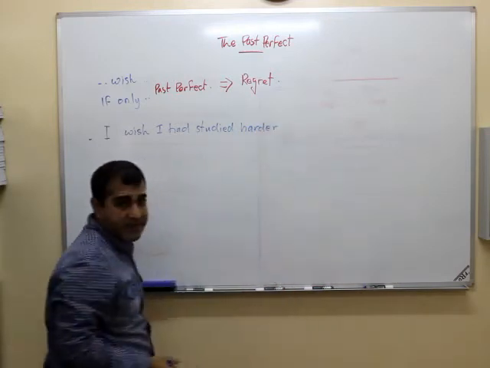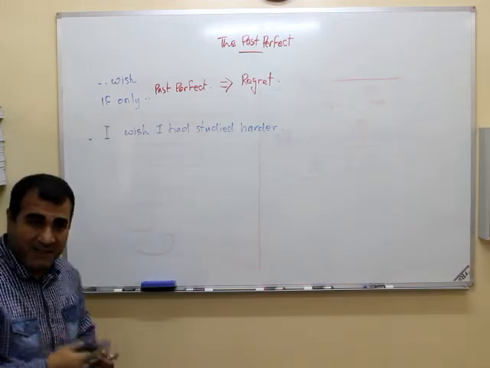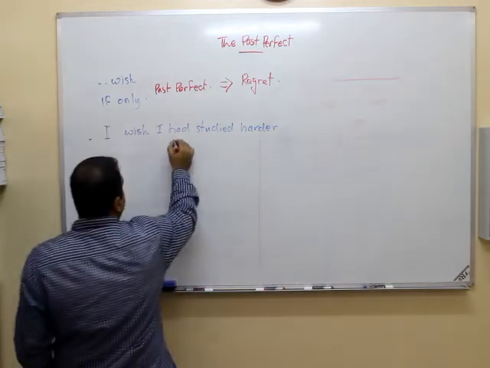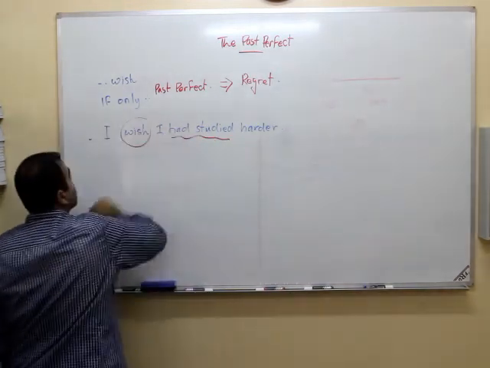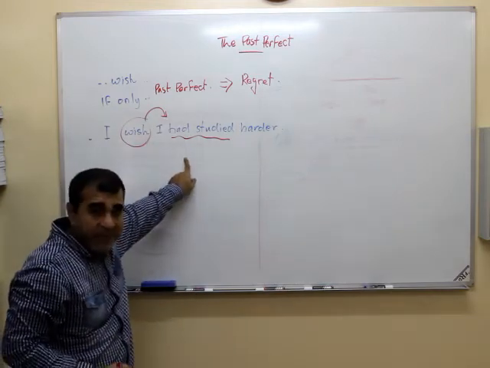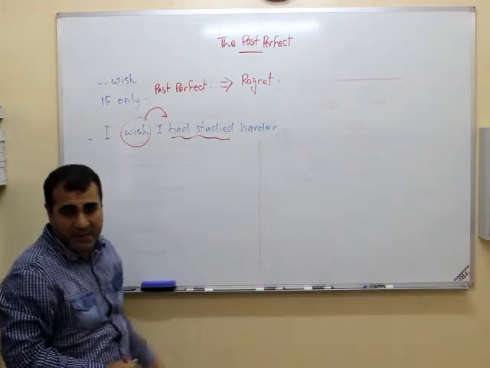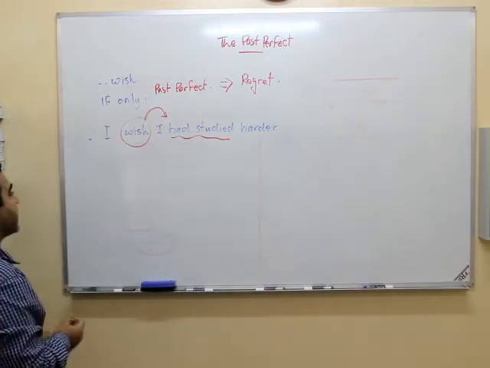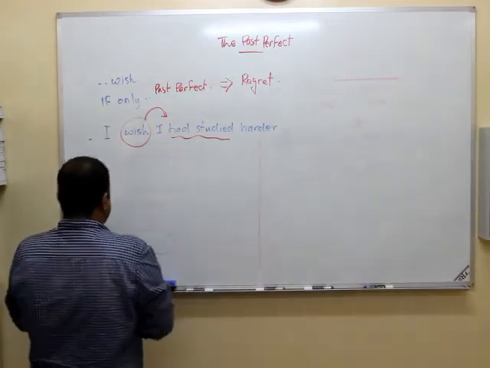In fact, he failed, but he regrets it, using the past perfect with wish. So after wish, we can use the past perfect to talk about regret of the past. So this is the second case. The last one.